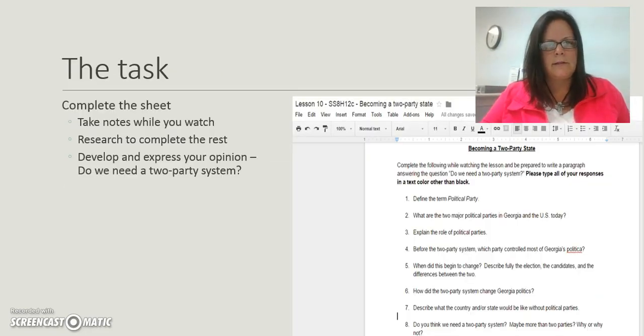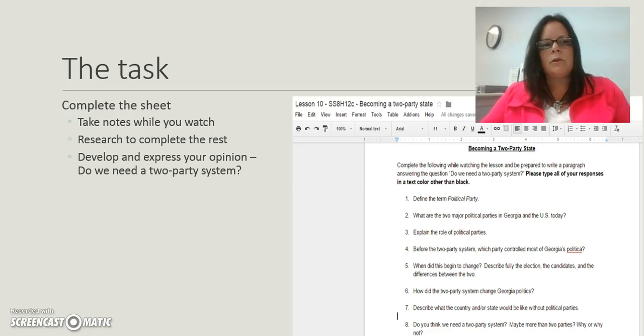Your task today is to complete a note-taking sheet while you watch this video, and you can see an example of it over here. This is shared through Google Classroom, but if you want a paper copy so you can write your notes on it, that's fine. You should be able to answer the majority of the questions just based on this lesson, but for the rest of them, you may need to do a little bit of extra research.